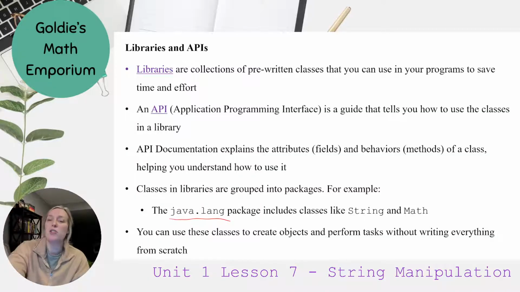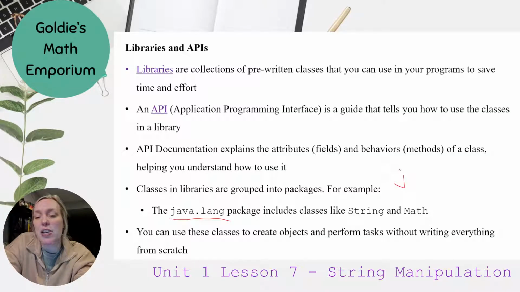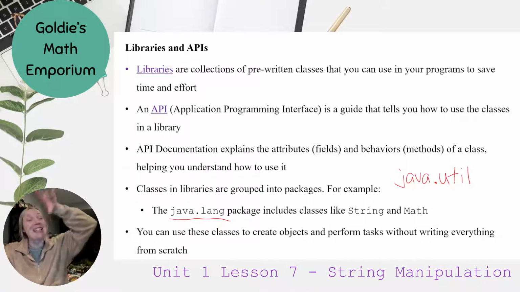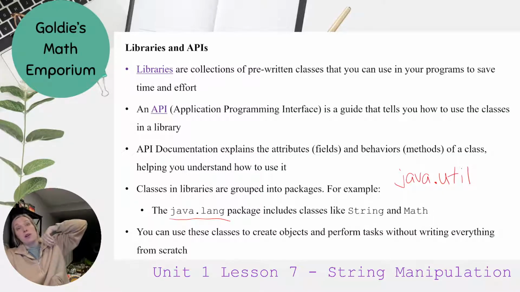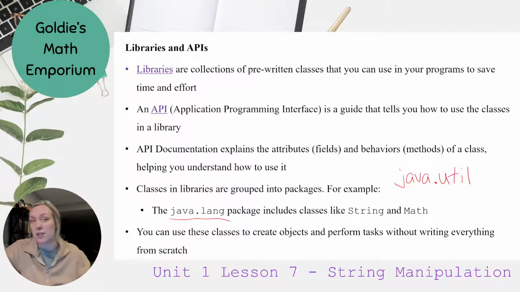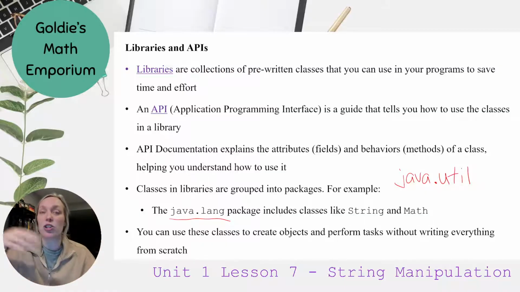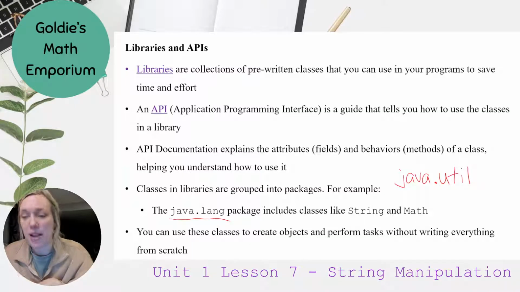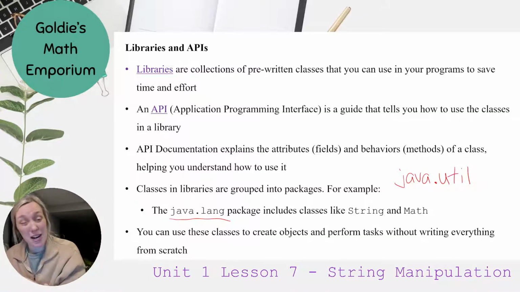Now, another package we've seen before is java.util. Okay. Where did we use java.util? We used it with our Scanner object, right? Because the Scanner allowed us to get user input. Okay. And I said, just use it. It's code that has already been written. We are just using it in our program. But we had to import java.util.